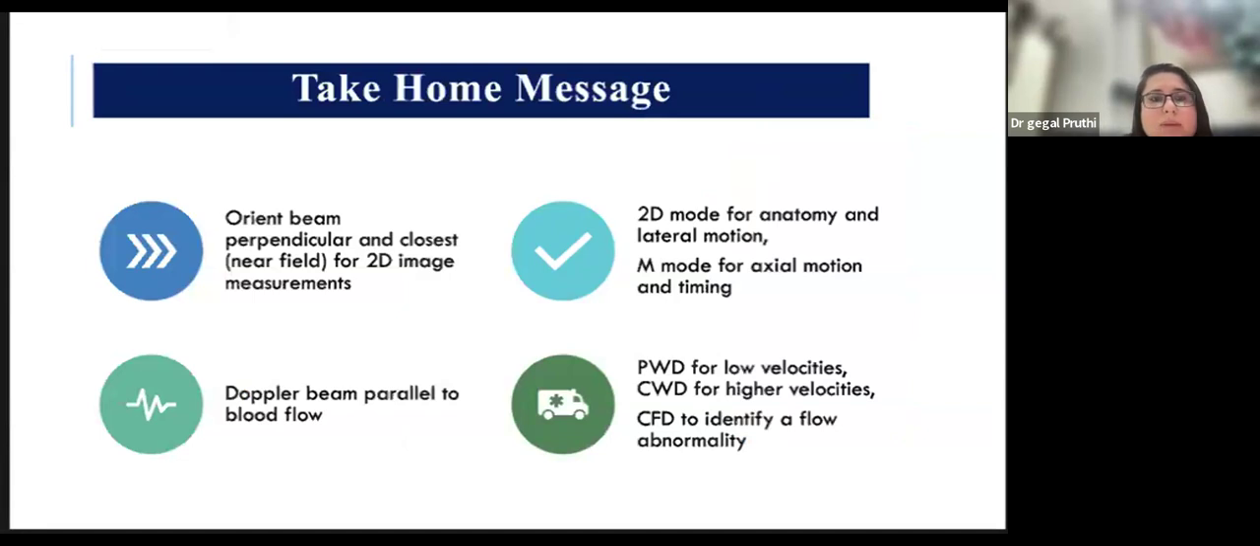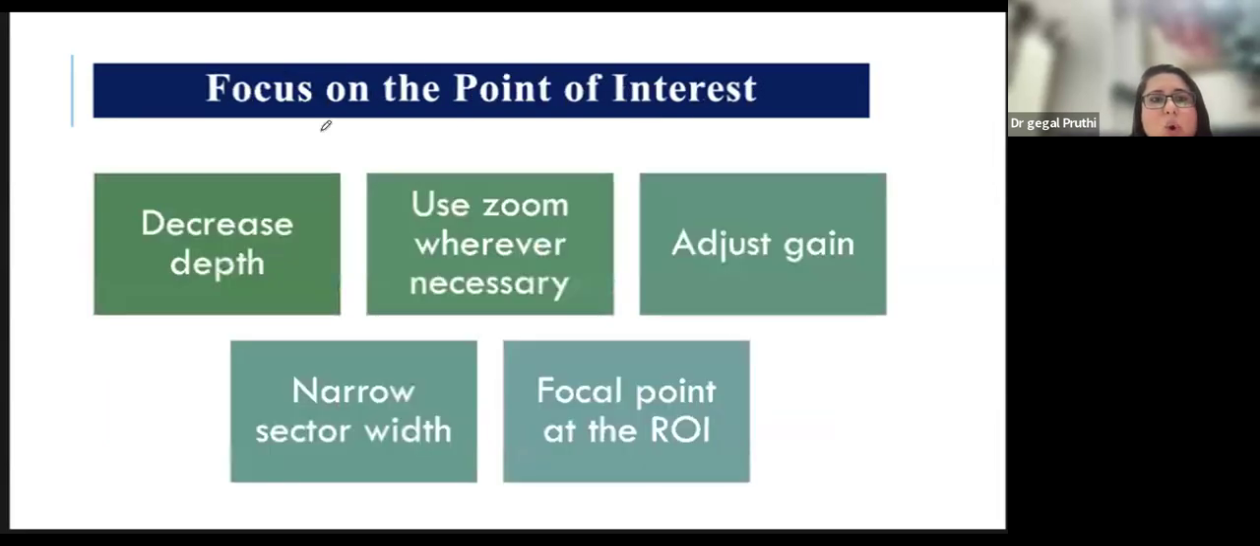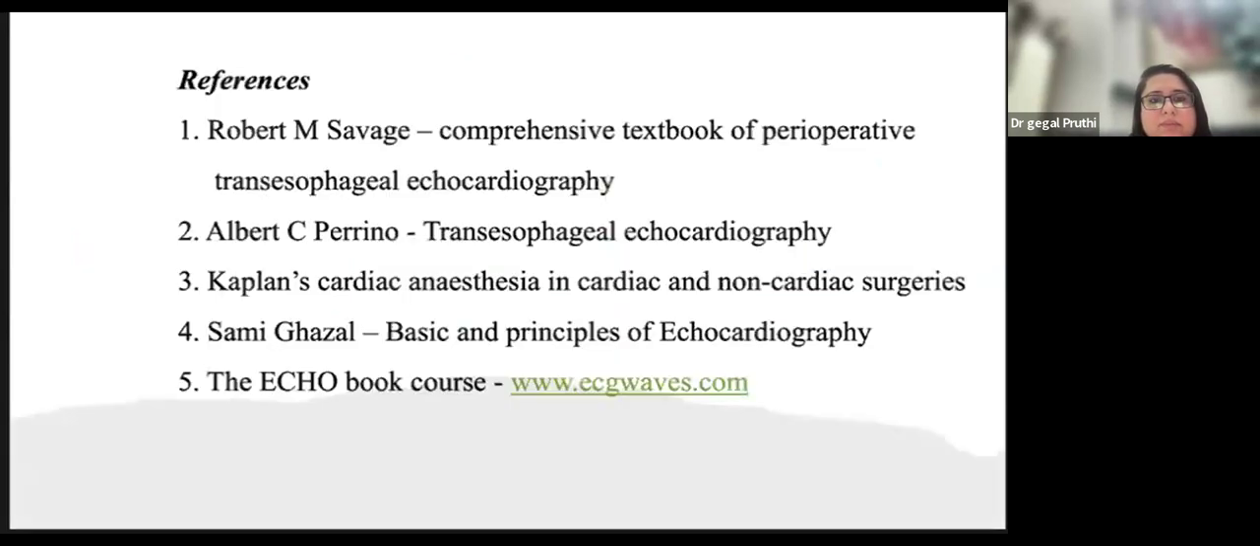So the take home messages are: the 2D imaging beam should be perpendicular and in the near field, whereas the Doppler beam should be parallel to the blood flow. You should always focus on the point of interest, decrease the depth, use zoom wherever necessary, adjust the gain, narrow down the sector width, and use the focal point at the region of interest.